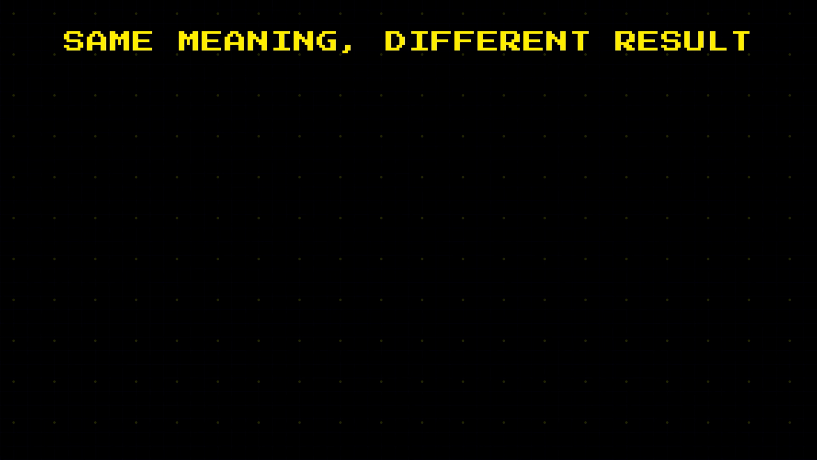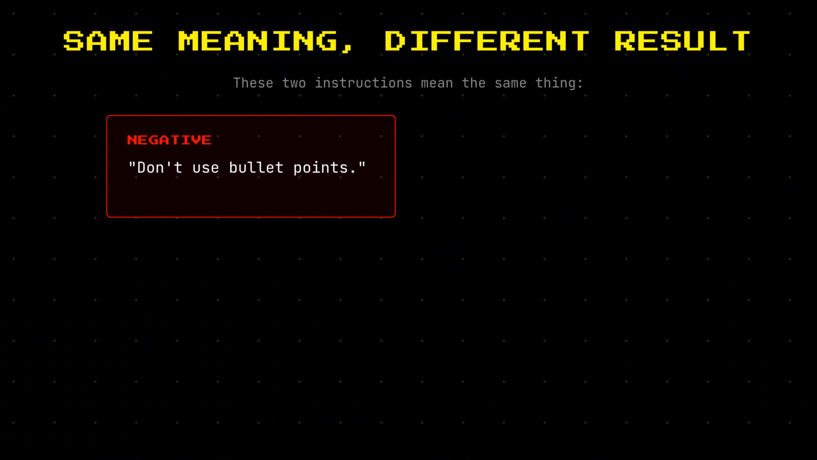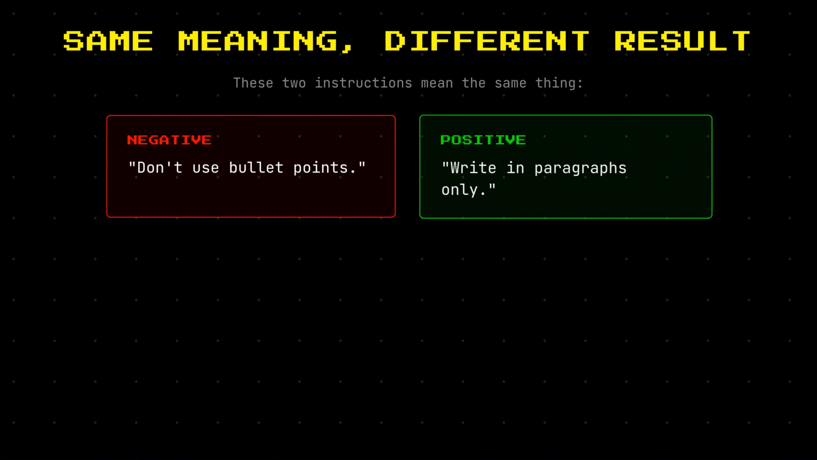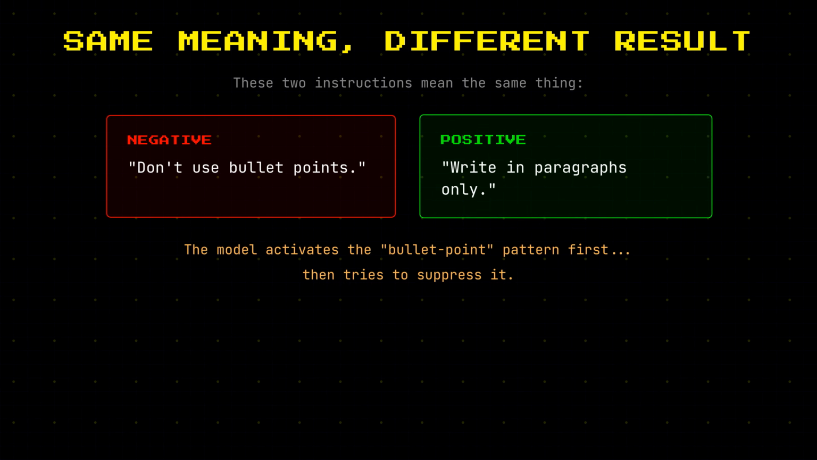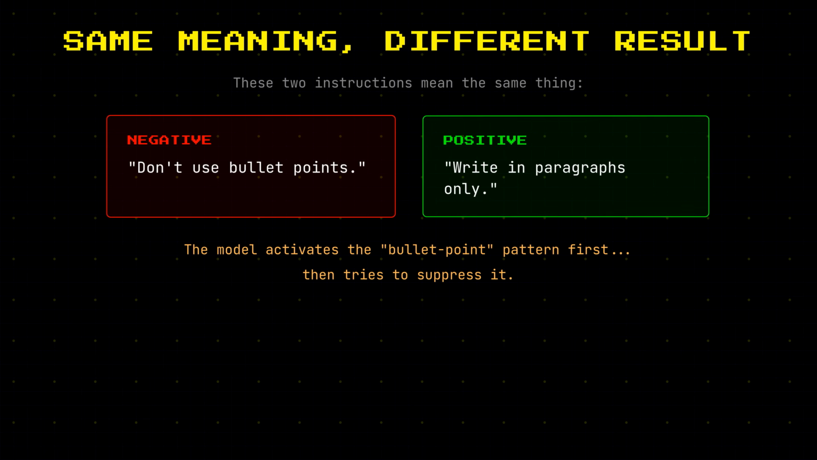But there's something strange going on under the hood. Here's an example that surprised me. These two instructions mean exactly the same thing. "Don't use bullet points." "Write in paragraphs only." Same meaning, but the second one works better, measurably, consistently better. Why? When the model reads, "Don't use bullet points," it first activates the bullet point pattern because that's the strongest signal word in the sentence, and then tries to suppress it. The suppression doesn't always win. You told it not to, but you also put the idea there.